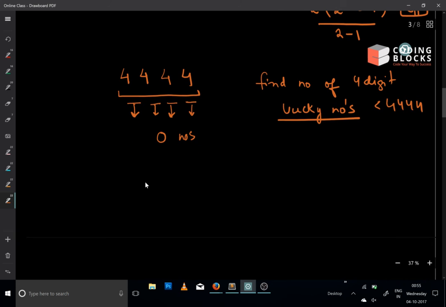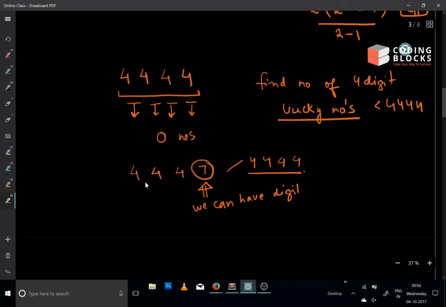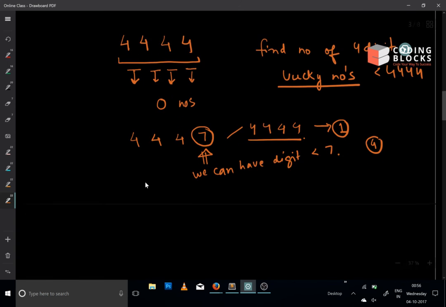Let me take one more example. Let's say the number is 4447. So how many numbers are possible? There is only one number possible which is less than the current number. This is because for this 7 we can have a digit less than 7, right? So this digit is 4, so we have one lucky number of 4 digits which is less than the current number, right?